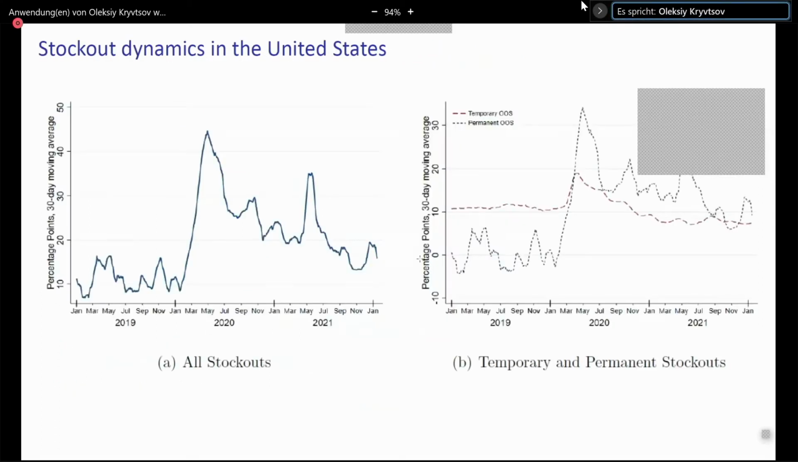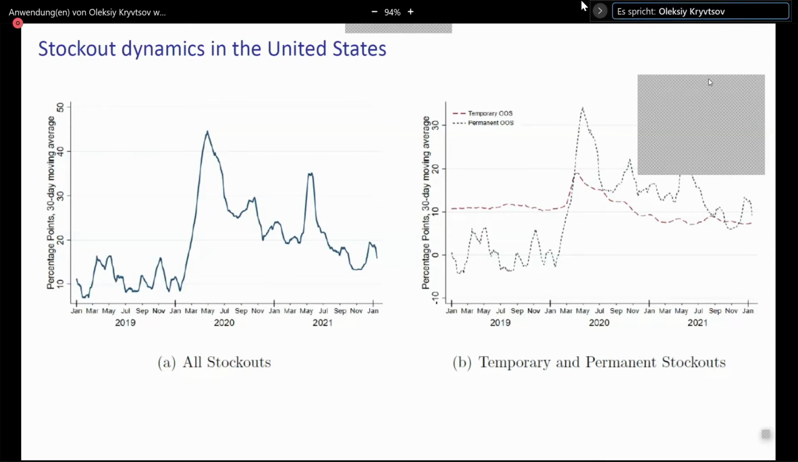Using for now the United States data, on the left-hand side, these are all stock out measures, so taken together, temporary and permanent. And you can see in 2009, there was a level of about a 10% rate. And when the pandemic started, it went up multiple times. And over the 2 years since the start of the pandemic, total stockouts have been elevated, in this case in the United States, and gradually coming down from the initial high peak.